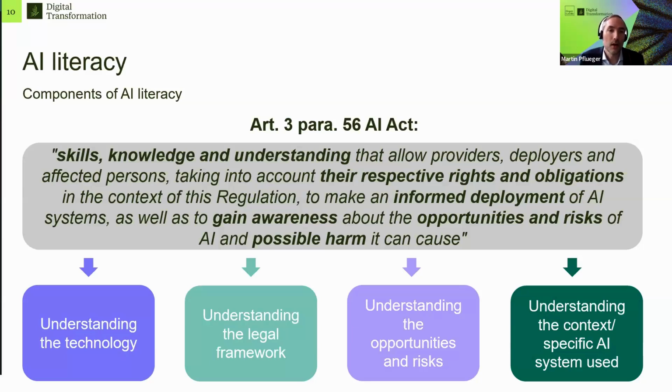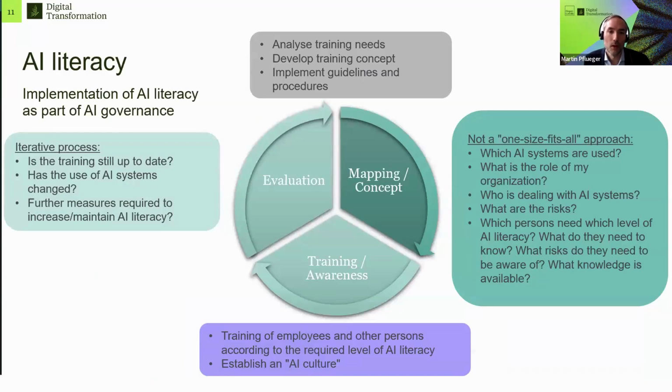So how do you build your AI literacy program? The first step is obviously to analyze the training needs and develop your training concept. And the most important takeaway: this is not a one-size-fits-all approach. So you really need to think about which AI systems are used in my organization. What is the role of my organization? Is it acting as a deployer or developer of AI?